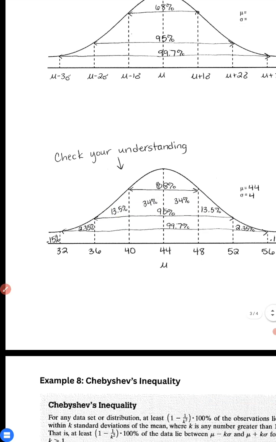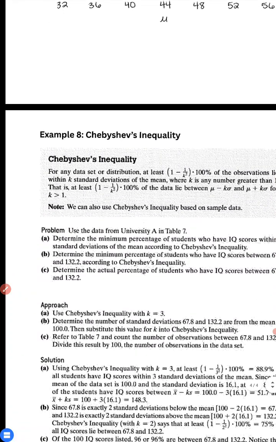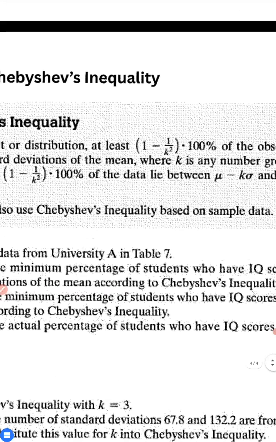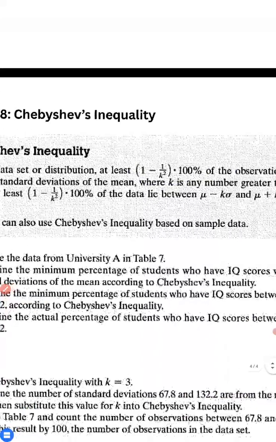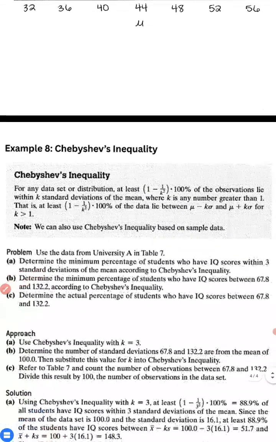Okay? So lastly, what do we do if we don't have a bell-shaped distribution? We use what is called Chebyshev's inequality. It is not something that you have to have memorized. Okay? Chebyshev's inequality is right here. So the formula is 1 minus 1 over k squared times 100%. And k stands for the number of standard deviations that you fall from the mean. Okay? So here is how that works.